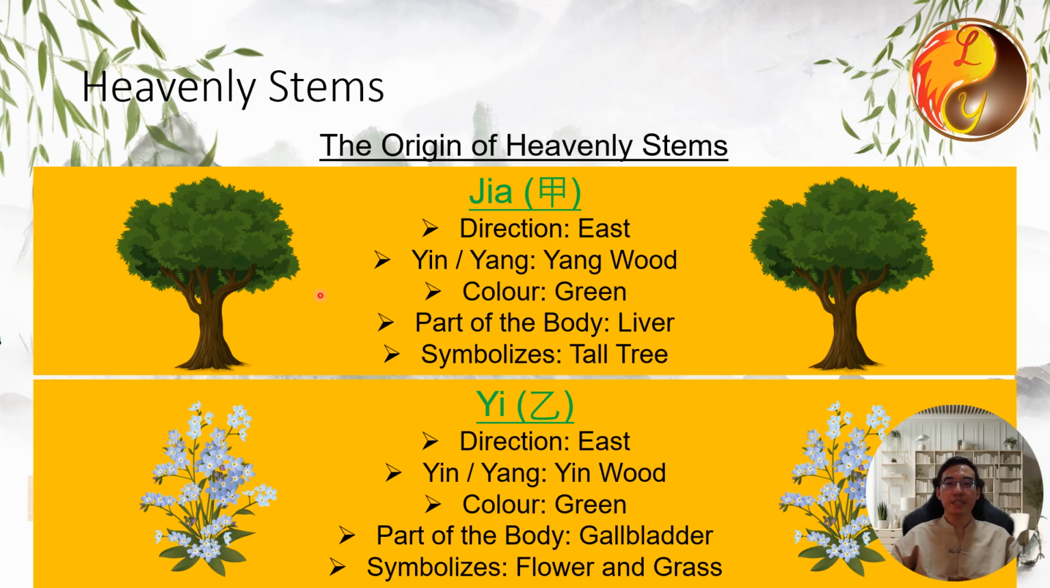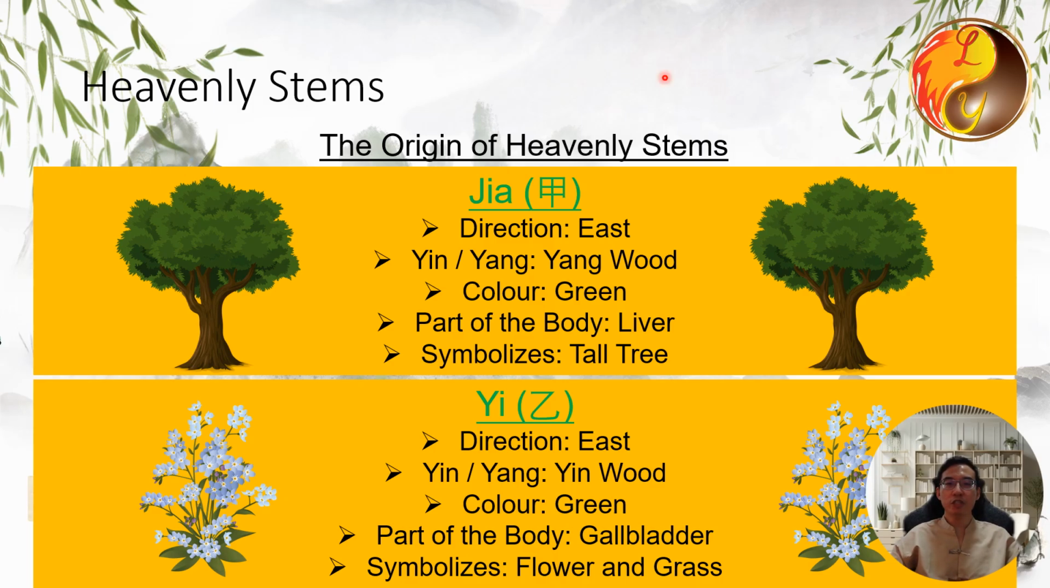For example, take Jia, which represents Jia wood. I use green to represent it because its element is wood. Its direction is east. Its color is green. It represents the liver in the human body, and its image is that of a big tree. Since it belongs to the yang category, anything associated with yang represents things that are large, positive, sunny, and facing the sun. Because it is yang and also wood, it symbolizes tall trees that are taller than a person's height. This is some of the meaning behind Jia wood.